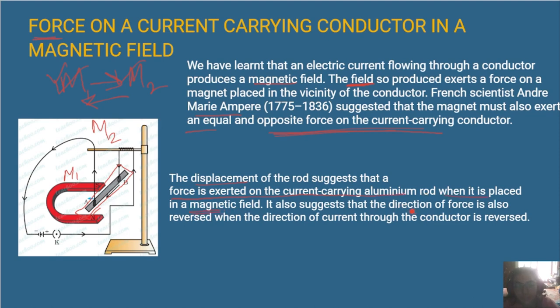It also suggests that the direction of the force is reversed when the direction of current through the conductor is reversed. This we studied in the previous section, that when we changed the direction of the current, the deflection of the compass also changed, right? It used to deflect in the opposite direction. So in the same way, they are saying now the force is being applied in the opposite direction. Why? Because now the opposing force directions have changed.